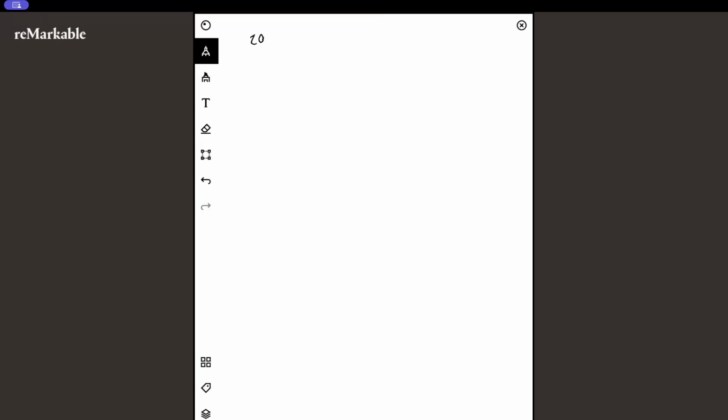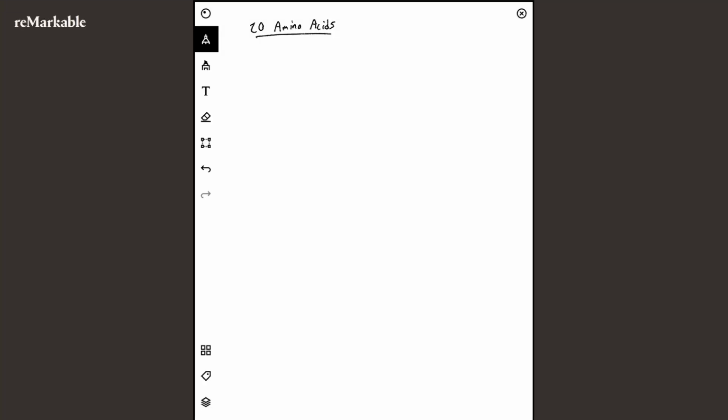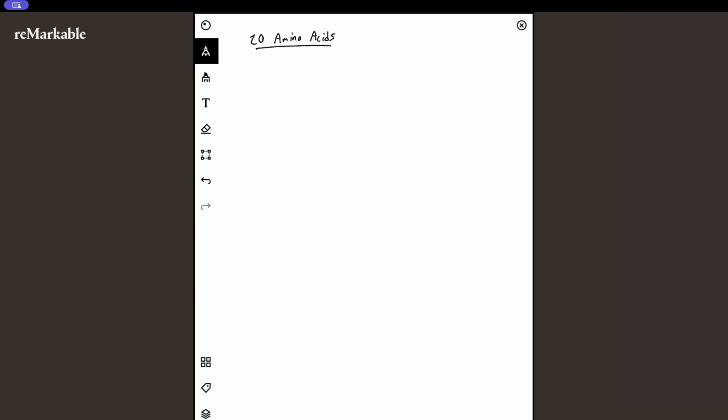Here we go, on the 20 amino acids. Now, let me make sure that that is running fine. Yeah, it looks like it is. Good, good.